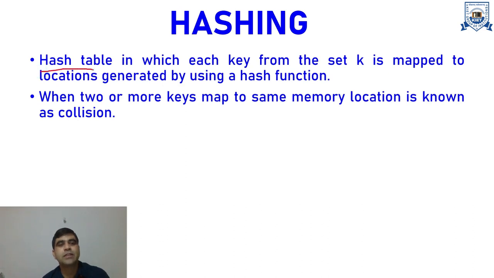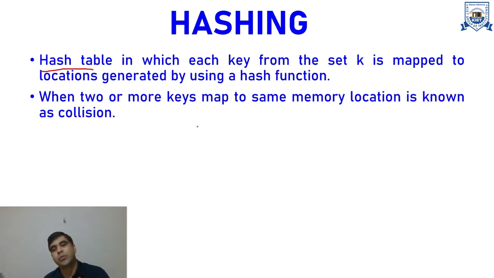So what is a hash table? A hash table is the table in which each key from the given set of keys which we want to store is mapped to the locations generated by the hash function. And one more thing: if given a key k1 we apply some hash function h on it, it will generate an address, let's suppose z. Another key k2, you apply the same hash function and it will again generate the same address. In this case, when more than one key is mapped to the same location in the hash table array, then we say that a collision has occurred.